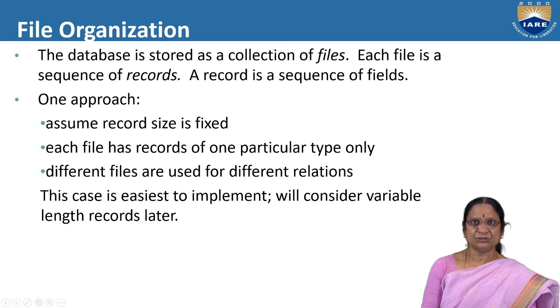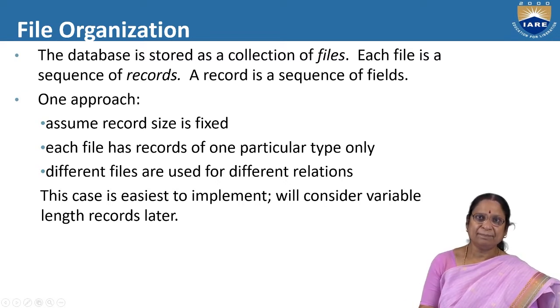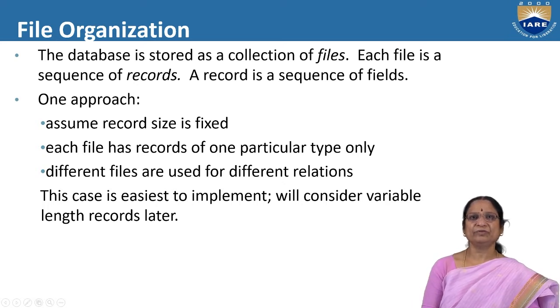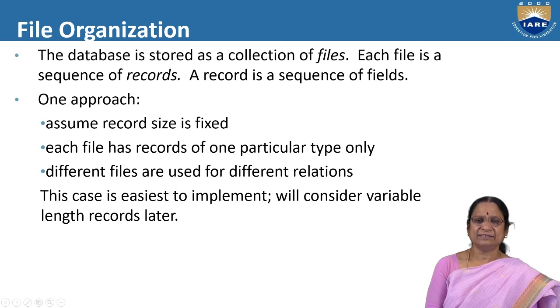One of the approaches: assume the record size is fixed, that each record will have a fixed size. Each file has records of the same type. Different files are used for different relations. This case is the easiest to implement and will be considered a general form of representation of our file organization. So this is the common approach we will follow.